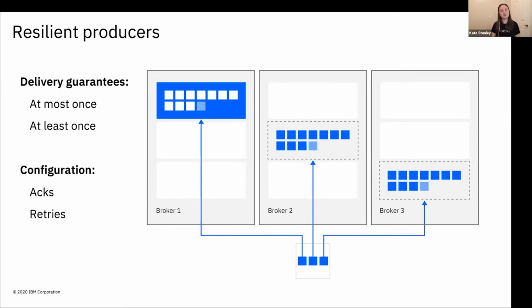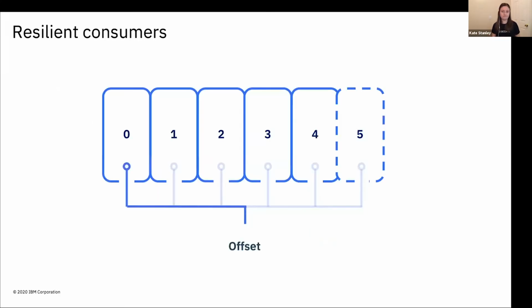But how do you make sure that applications that are pulling messages from Kafka really do get all of the records that are in there? So this is where we need to take a look at resilient consumers. So with consumers, as Kate mentioned, Kafka has this stream history. Unlike other more traditional messaging systems, where once the record or message has been read by a consumer, it's no longer on that queue, that's not the case for Kafka.